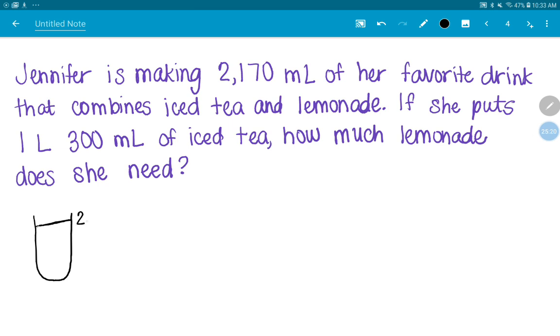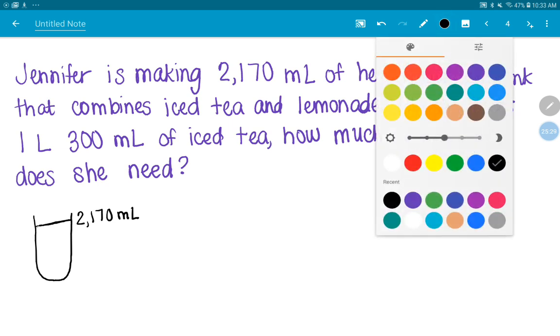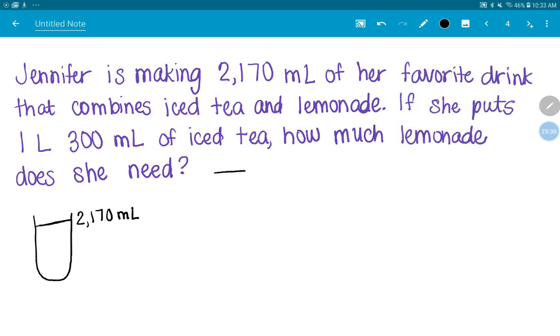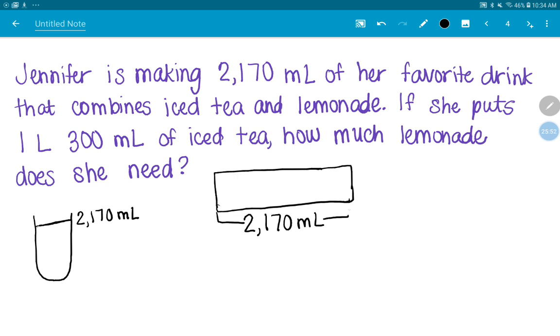2,170. They've got 2,170 milliliters when she mixes the tea and the lemonade together. So what does that represent? The total or a part? Total. That represents a total. So I could also draw a tape diagram to represent it. My tape diagram has 2,170 milliliters total.